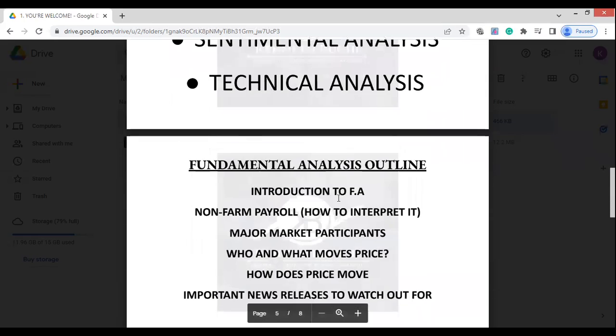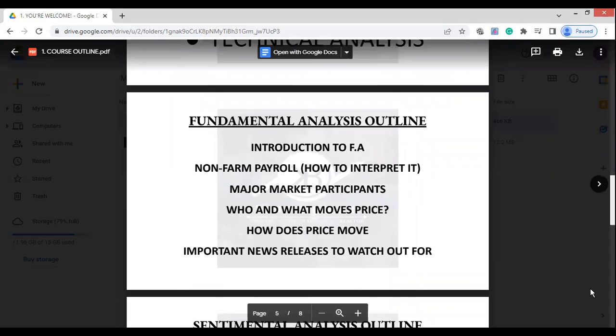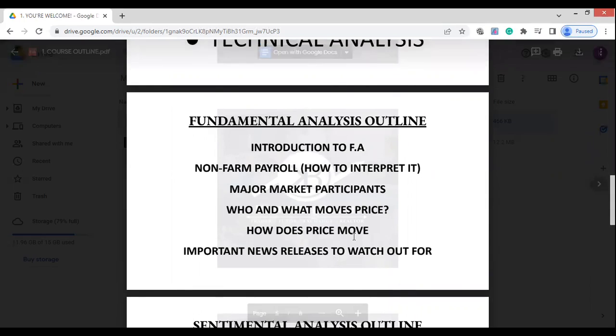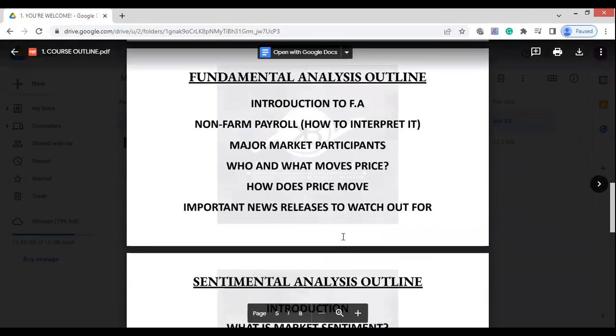Just as you can see, fundamental analysis has its outline, sentimental analysis has its own outline, and technical analysis has its own outline. In the fundamental analysis outline, we have the introduction to fundamental analysis. Remember that non-farm payroll we treated briefly in the basic terminologies and concepts? You're going to learn how to interpret it, because non-farm payroll is a news update that comes and moves the Forex market. So you're going to learn how to interpret that news.